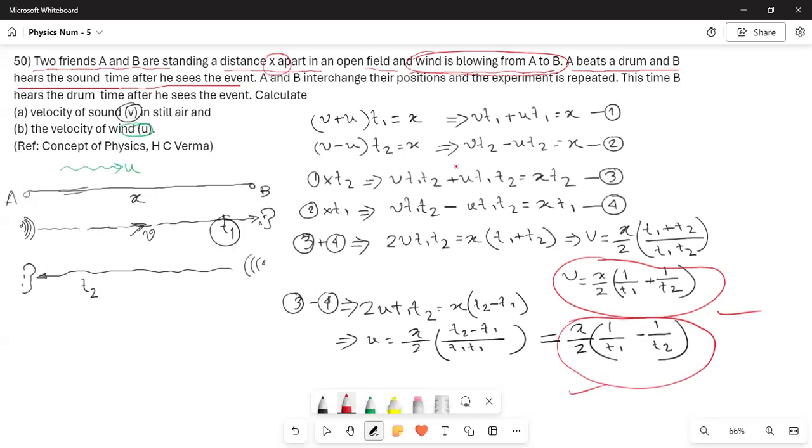So here we complete the kinematics chapter. There are some remaining problems which I think they're not very difficult, you can do.